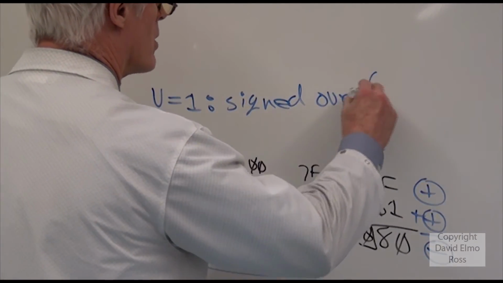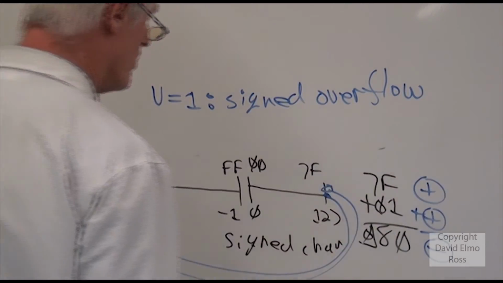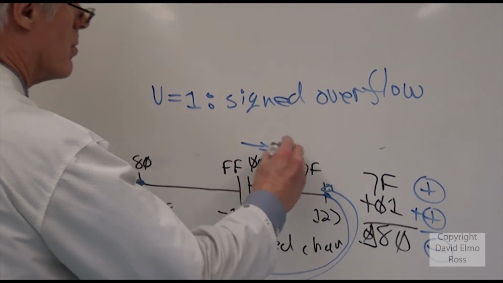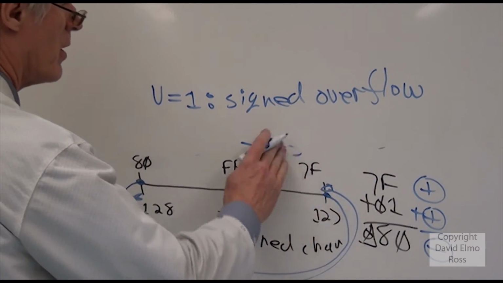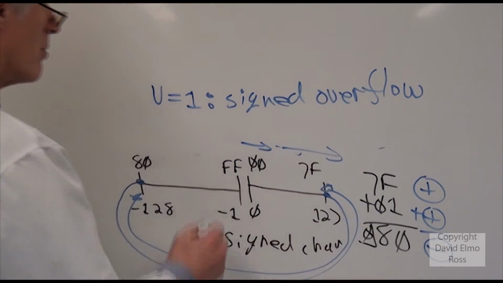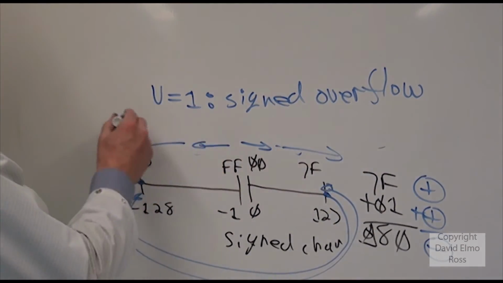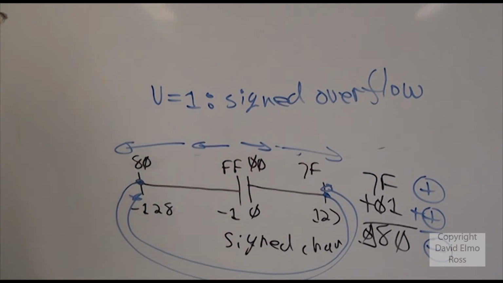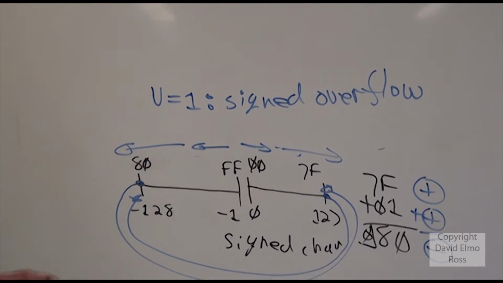And the concept of a signed overflow is quite simple. If you add a positive to a positive and you go past the positive end, that is a signed overflow. If you add a negative to a negative and go past the negative end, then this is a signed overflow because the number will not fit in our signed line.